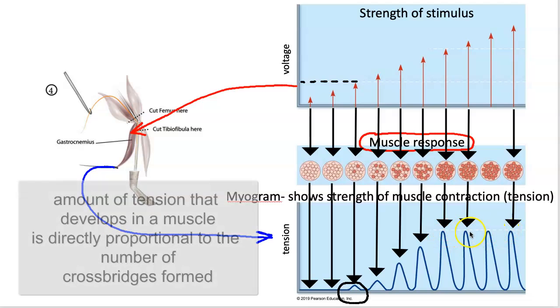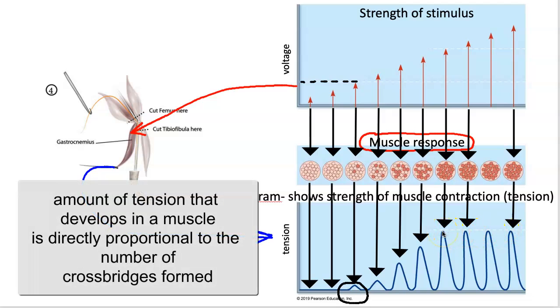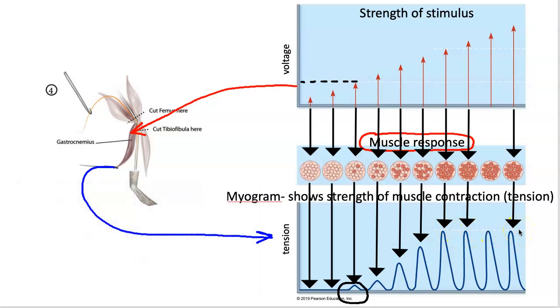And that amount of tension that's being produced is proportional to the number of cross bridges being formed. Because there's only a certain physical number of cross bridges that can be formed, we're going to get a max amount of tension that can be generated.